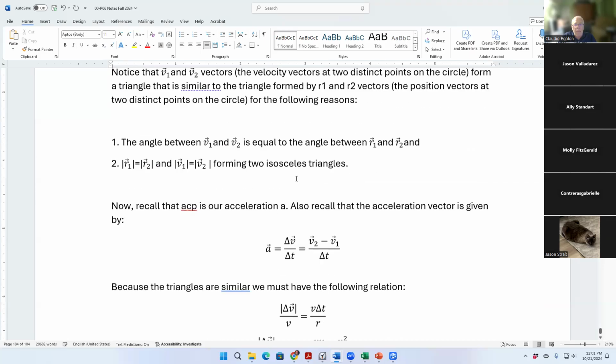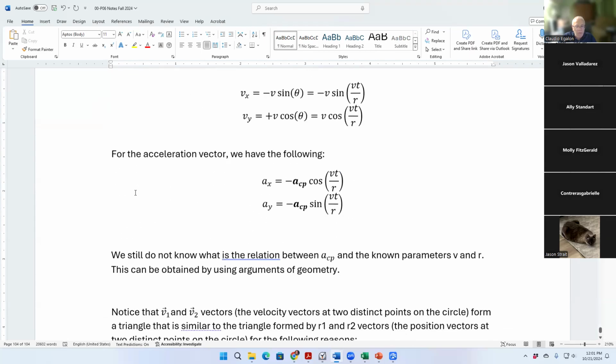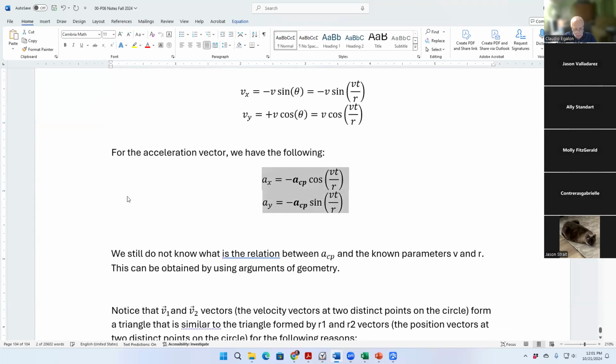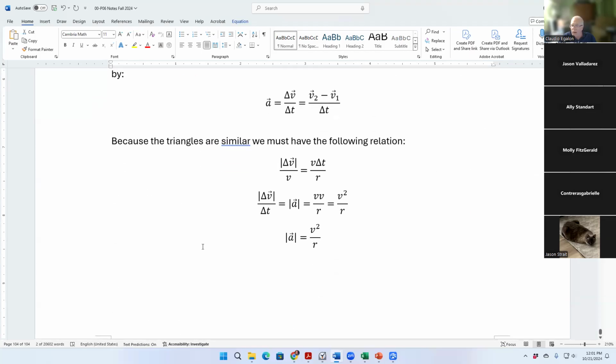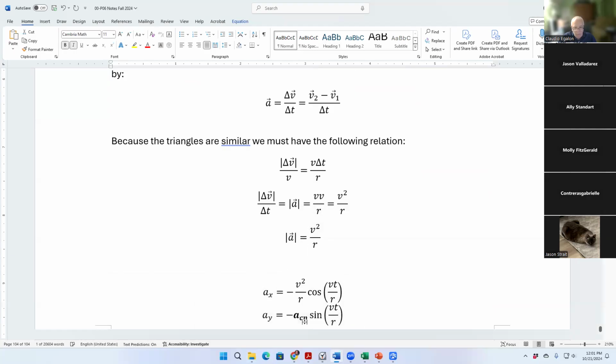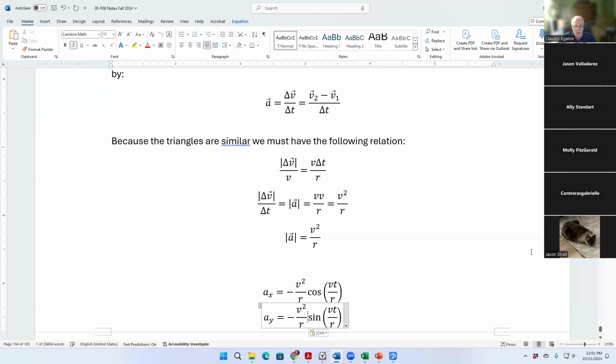1201 already. And now finally, we have all the equations of motion for the position, velocity, and acceleration. I can write that down right in here: V squared over R and V squared over R. So we ran out of time here, 1201.